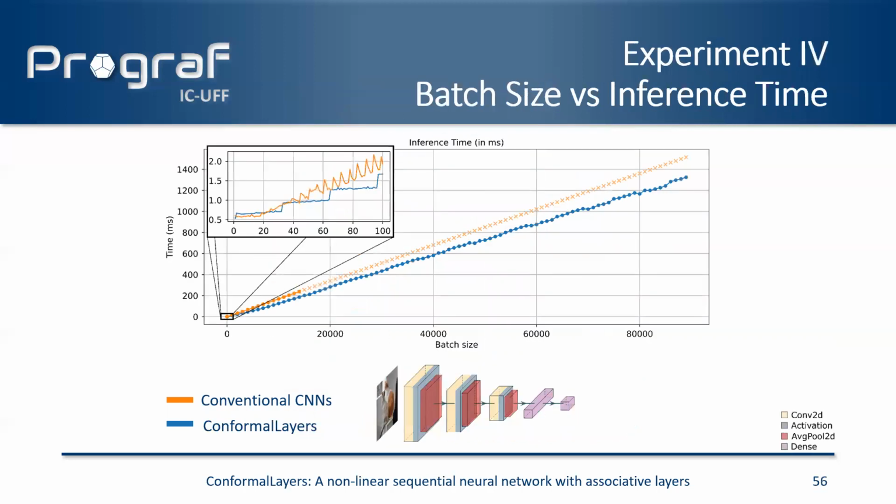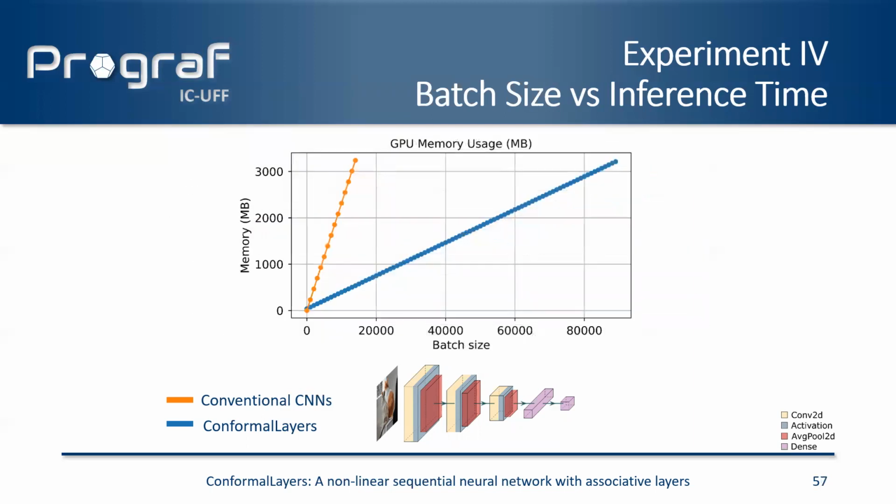And finally, we show the performance of our network as the batch size is increased. Conventional CNNs show some limitation around 18,000 images, while conformal layers were able to support 81,000 images. Under the inference time perspective, we noticed that our approach is faster. For batch sizes higher than 14,000, we had to use linear regression to estimate the values for conventional CNNs. This is due to the memory usage of this non-associative approach. Using the same amount of memory, we could run a batch 5.5 times larger.